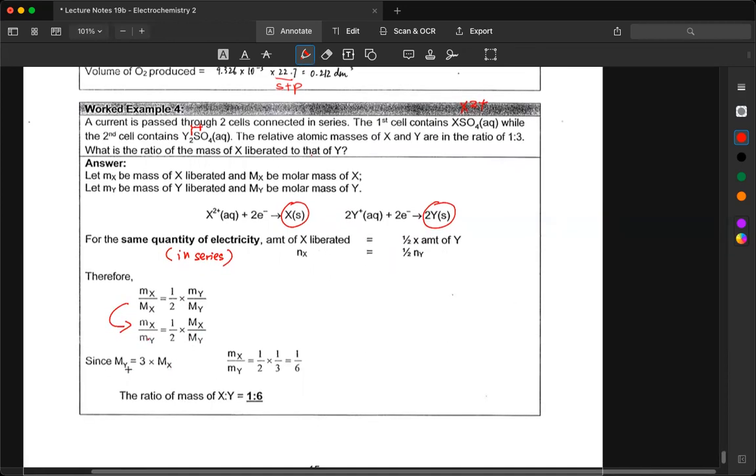They said that MX, the molar mass, MY is 3 times. So you just sub in this. So MX over MY becomes 1 over 3. So that's how you get this. So it's half times 1 over 3, 1 over 6. So you can actually just use the number of moles, put in the algebra expression, and find the ratio.